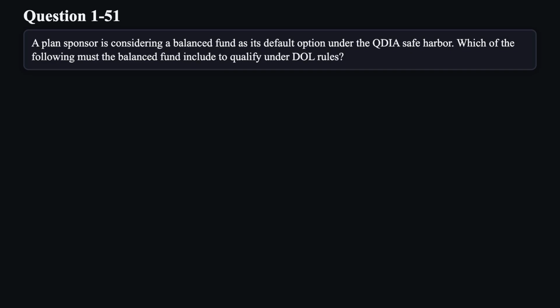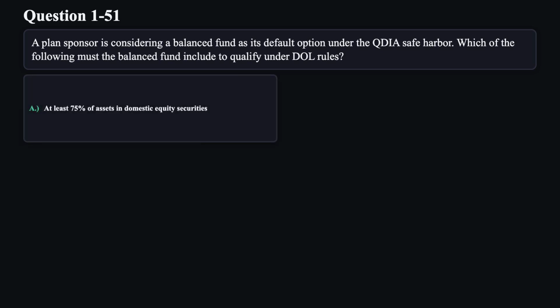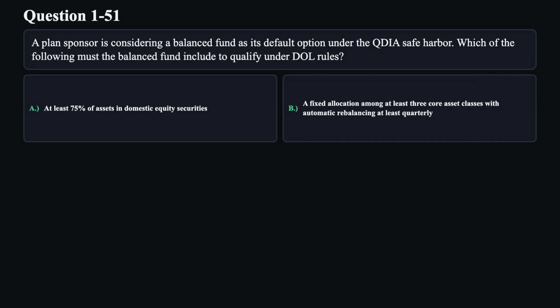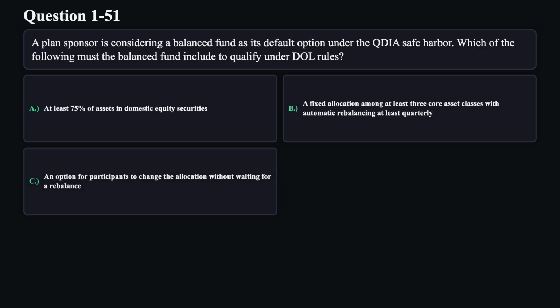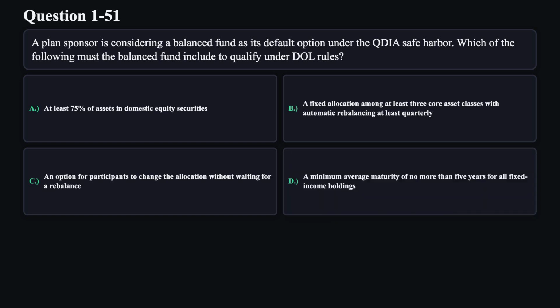Question 51. A plan sponsor is considering a balanced fund as its default option under the QDIA safe harbor. Which of the following must the balanced fund include to qualify under DOL rules? A. At least 75% of assets in domestic equity securities. B. A fixed allocation among at least 3 core asset classes with automatic rebalancing at least quarterly. C. An option for participants to change the allocation without waiting for a rebalance. D. A minimum average maturity of no more than 5 years for all fixed income holdings.